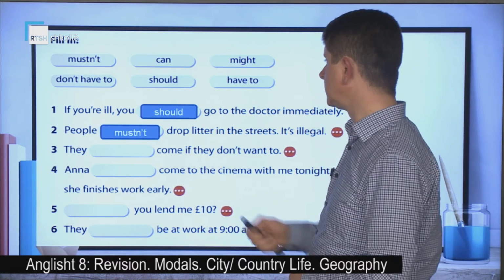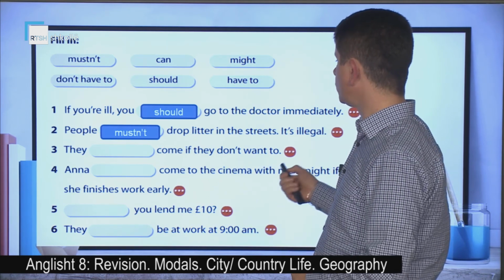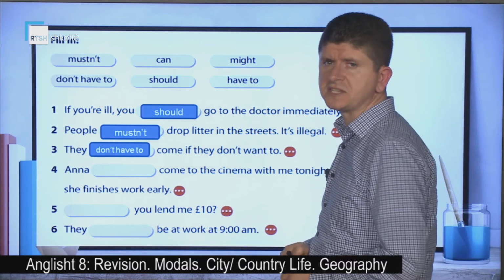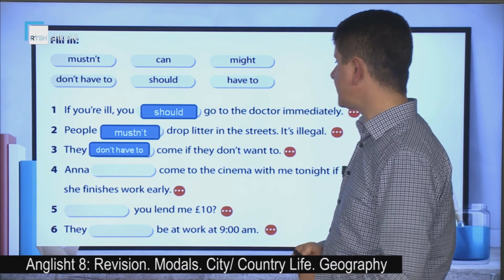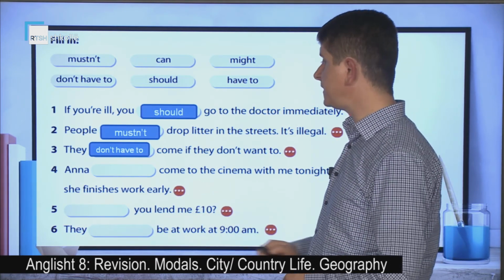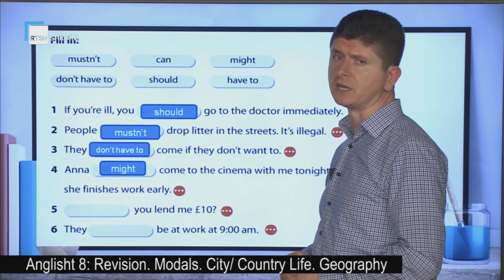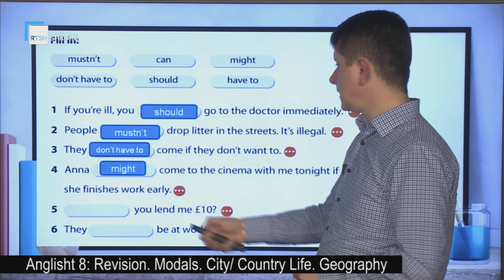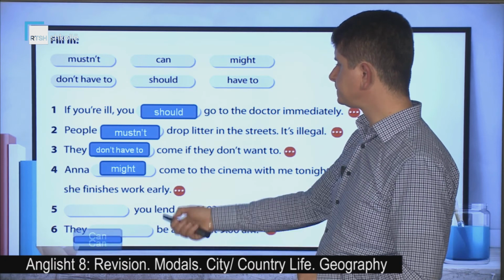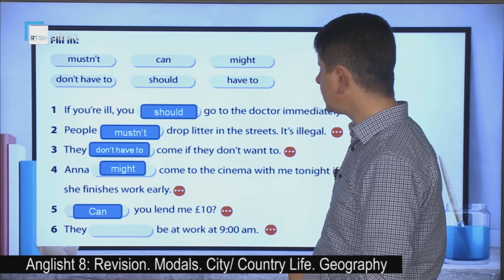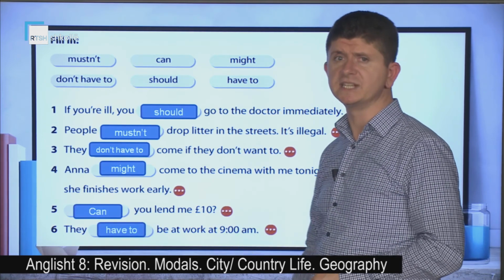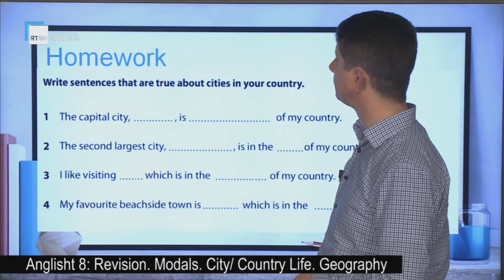It's against the law. Thirdly, they come if they don't want to. If they don't want to, they don't have to. It's not necessary. Number 4, Anna come to the cinema with me tonight if she finishes work early. If she finishes work, she might come. It's possible. Number 5, you lent me 10 pounds. It's a request. We use can. Can you lend me 10 pounds? And the last one, they be at work at 9 a.m. They have to. It's their duty to be at work at 9 a.m.